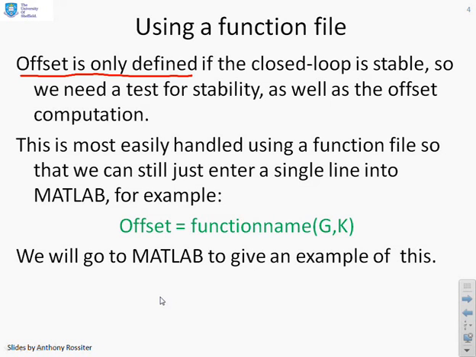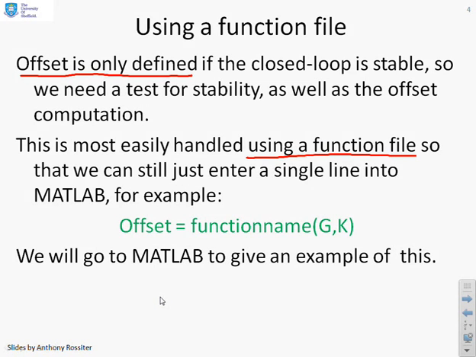Now, the problem with this is it now means we need 2 different calculations. We've got to test for stability, and once we've tested for stability, calculate the offset. Now, rather than writing lots of code in a script file, it's probably easier to do this using a function file. And I'll illustrate how we can write a very simple function file which does what we want and is then convenient for iterative design.